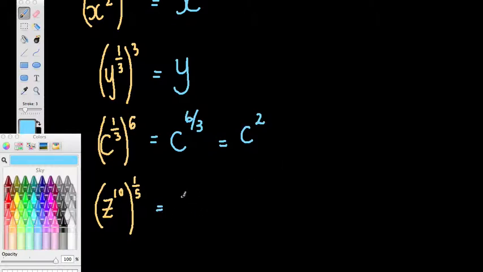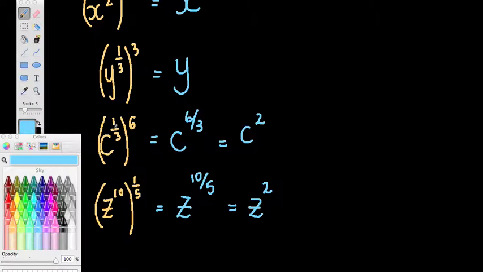And this last one, z to the power of 10, but that is being raised to the power of 1 over 5. So what we'll do is we'll multiply the indices again. So this is 10 times 1 over 5, 10 fifths, 10 over 5, which is 2. So that's also equal to z squared.